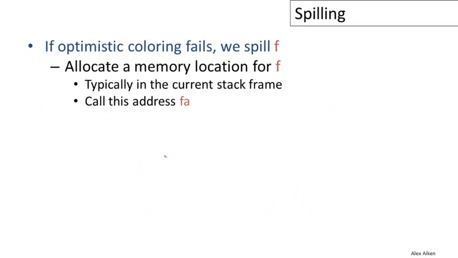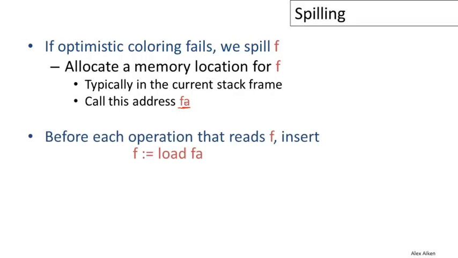So if optimistic coloring fails, as it does in this example, then we spill F. So what we're going to do is allocate a memory location for F, and typically what that means is it will allocate a position in the current stack frame. Let's call this address FA for the address of F.